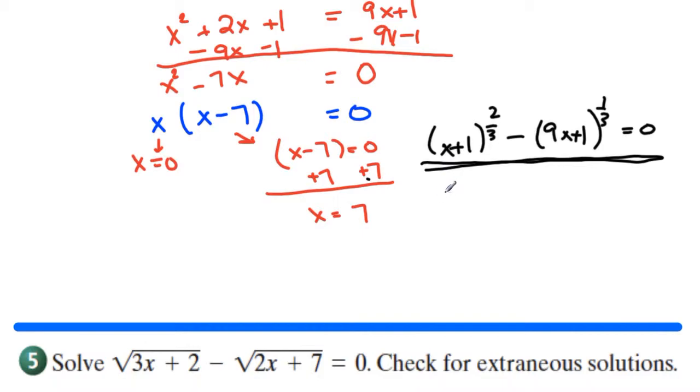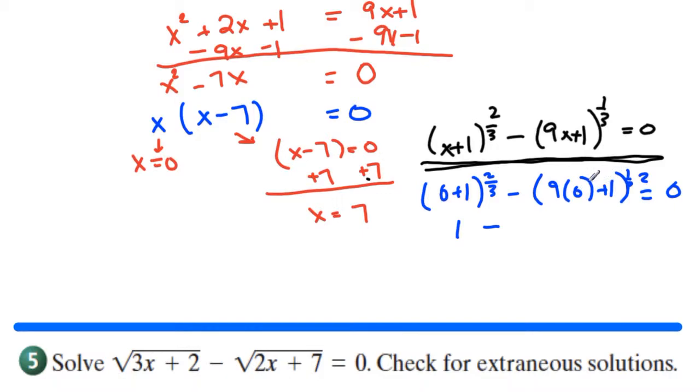So testing x is 0. 0 plus 1, right? Because we plug in 0 for the x. 0 plus 1 raised to 2/3 minus 9 times 0 plus 1 raised to the 1/3. Does that equal 0? 0 plus 1 is 1. 1 raised to anything is 1. 1 minus 9 times 0 is 0. 0 plus 1 is 1. Again, 1 raised to the power of anything is 1. Does 1 minus 1 equal 0? It sure does. So this is a solution.